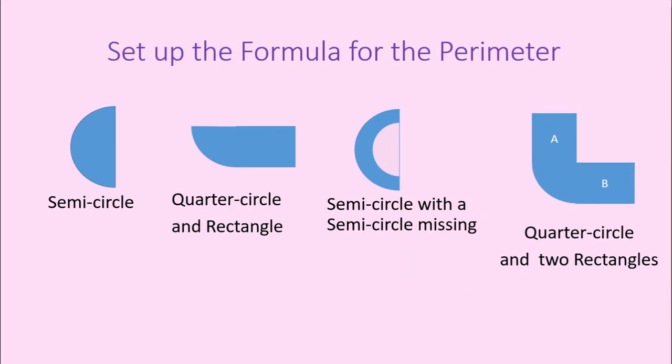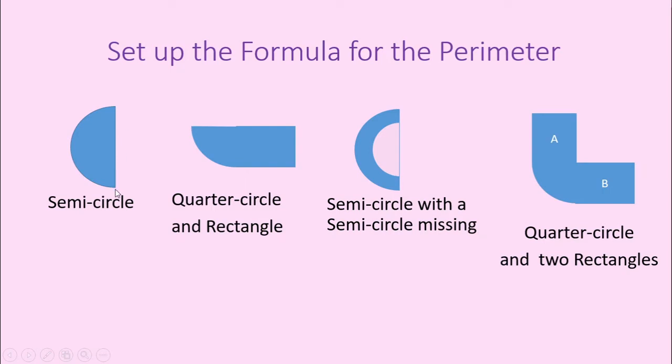Now, the perimeter formulas for these shapes are slightly different from the areas. With the areas, we work out the area of the shapes that we've broken them down into and we add them together. With the perimeters, remember, we're only adding the outer sides, and we are always adding the outer sides, never subtracting.